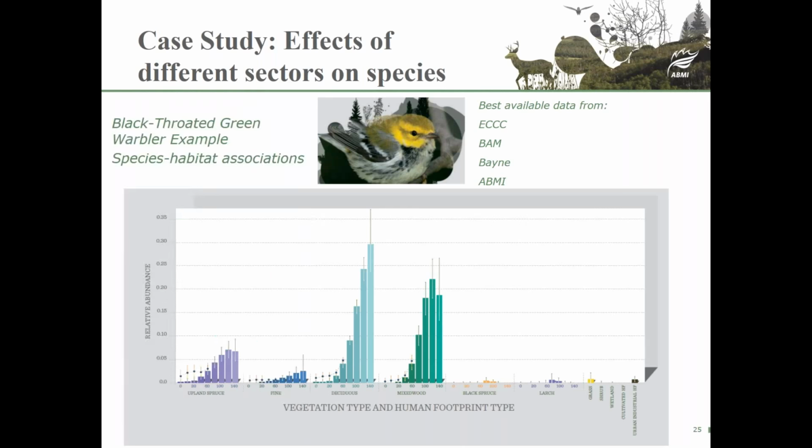So this figure is a species habitat model. You can see there's relative abundance on the y-axis and vegetation and human footprint types on the x-axis. The bars with lines indicate 90% confidence intervals, and the dots show predicted species abundance in harvest areas of various ages within the different forest types. This species habitat model shows that the black-throated green warbler has, unsurprisingly, increasing abundance in old, deciduous, mixedwood, and upland spruce stands, and is basically absent from lowland forest, young stands, and human footprint, with the exception for regenerating harvest areas.